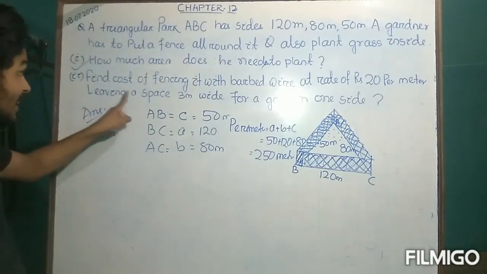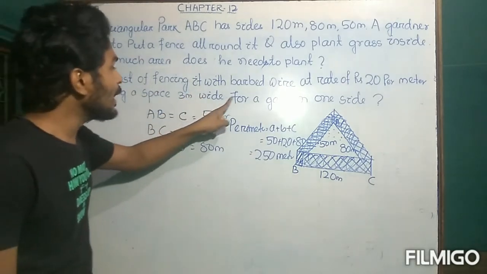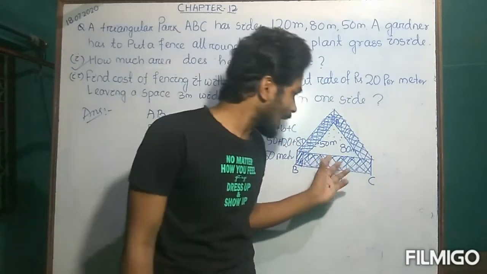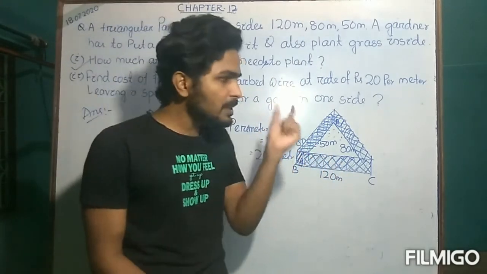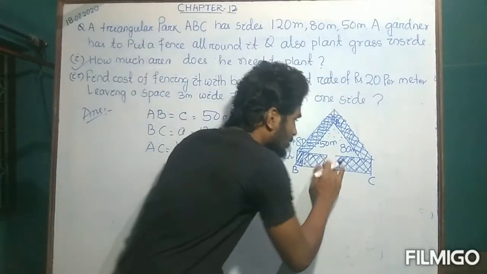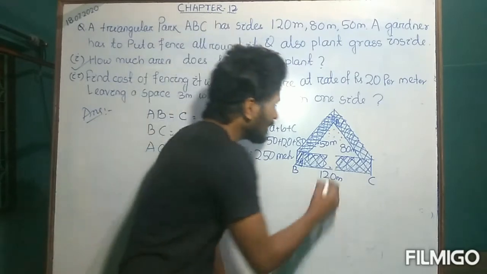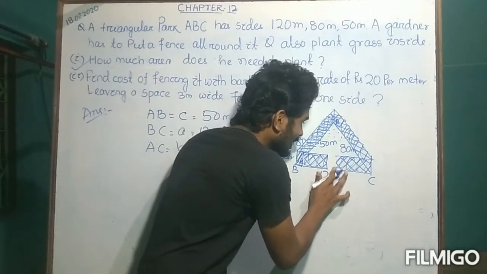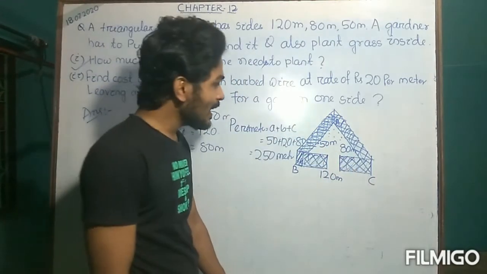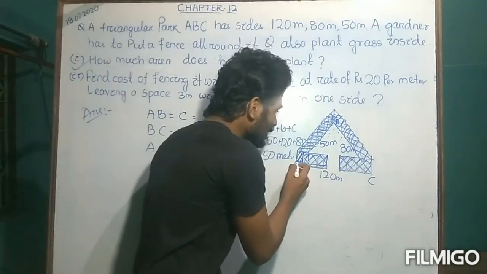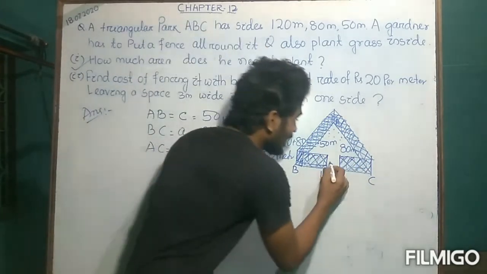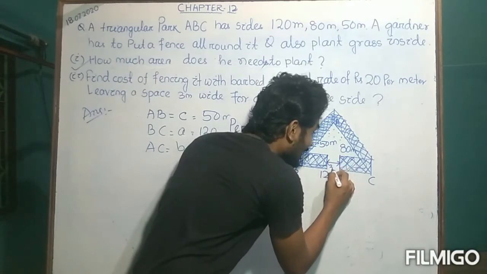Now, leaving a space 3 meter wide for a gate on one side. That means when he is going to fence this garden, then he has to leave some space for the entrance of the people. Whenever the people or the visitors want to go inside the garden, then it needs a gate, isn't it? That needs a gate. Suppose this is the gate. That means he has to fence only this portion, leaving this portion. Okay, that means he has to leave this 3 meter.